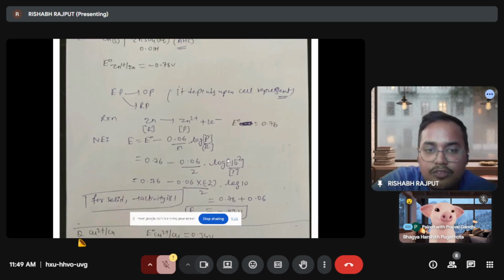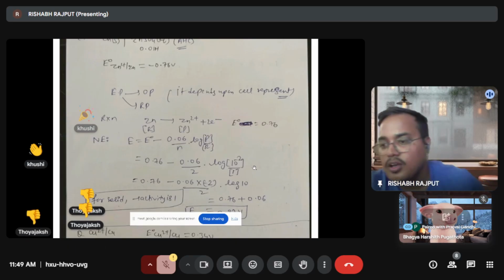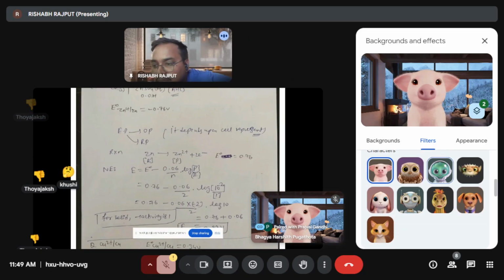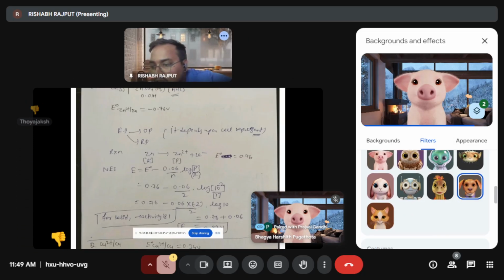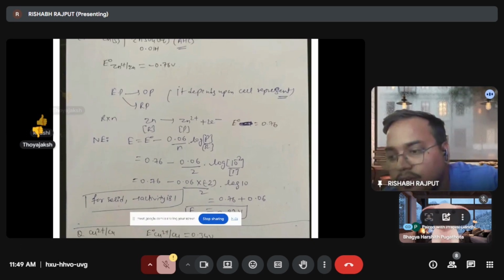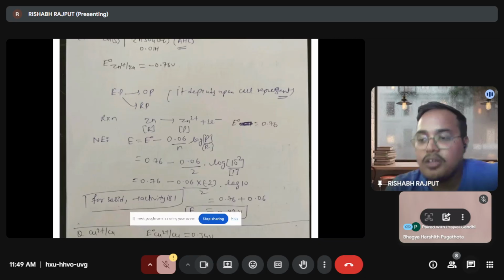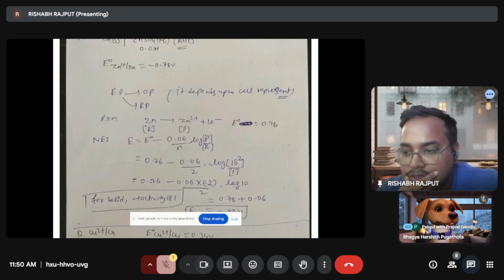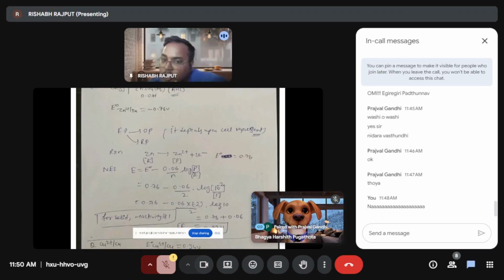Now you can solve this value. Please tell me, Tejas and Khushi, what is the problem in this question? If you have any problem, tell me so I can solve it. Okay, Khushi, you are clear. Just tell me where you are confused, and I will solve your doubts.